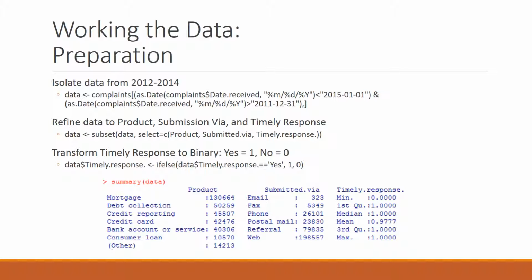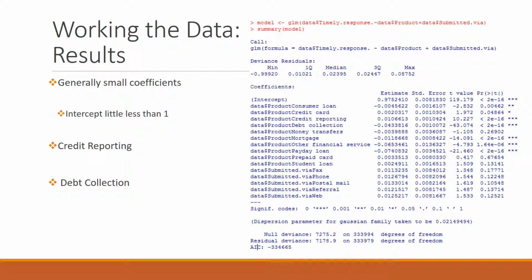Next, we will define the data to have only the variables that we need. Since we're only looking at the product type, method, and time of response, we create a new spreadsheet containing only these variables. Then, to make the data model, since we're looking at time of response as the dependent variable, we transform the yeses and nos into binary 1 or 0, with yes being 1 and no being 0. Now, we're ready to model.